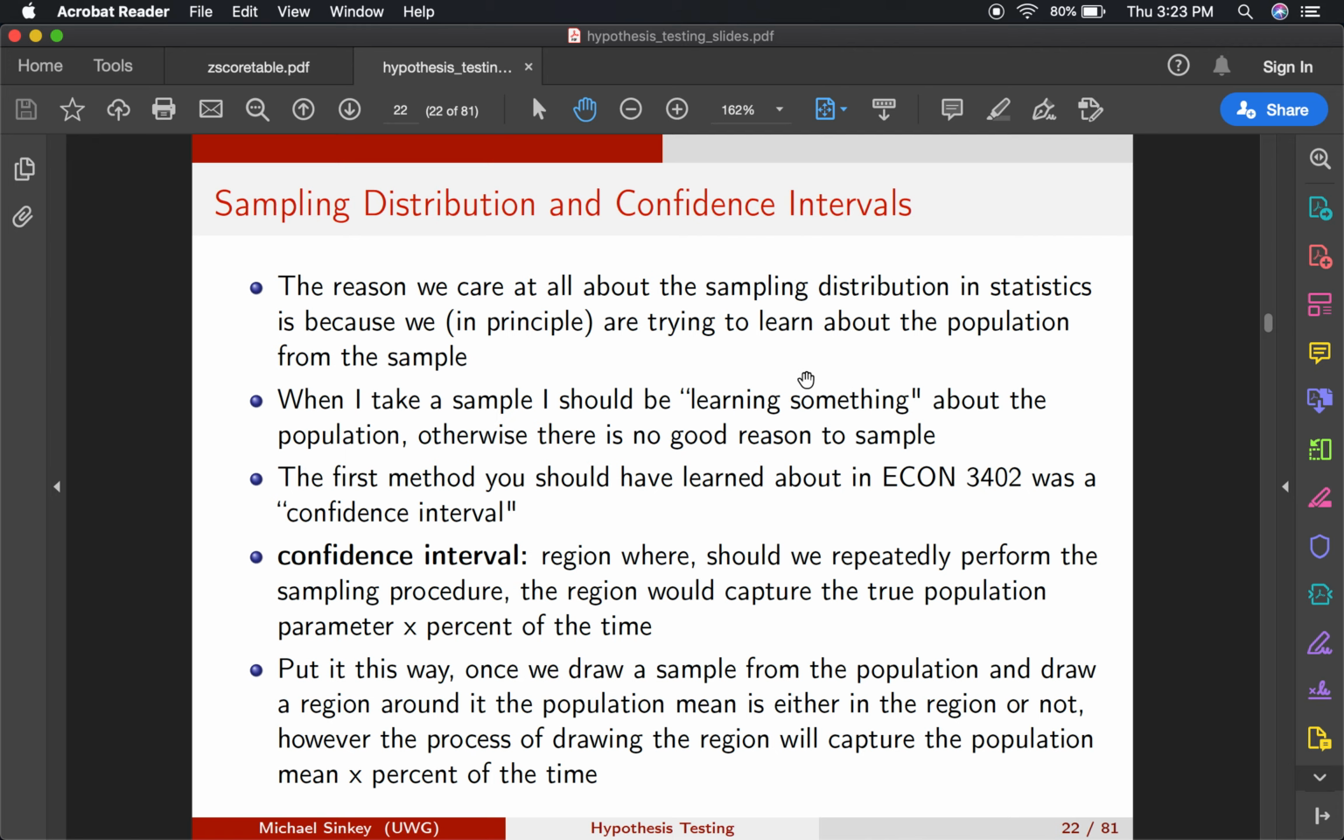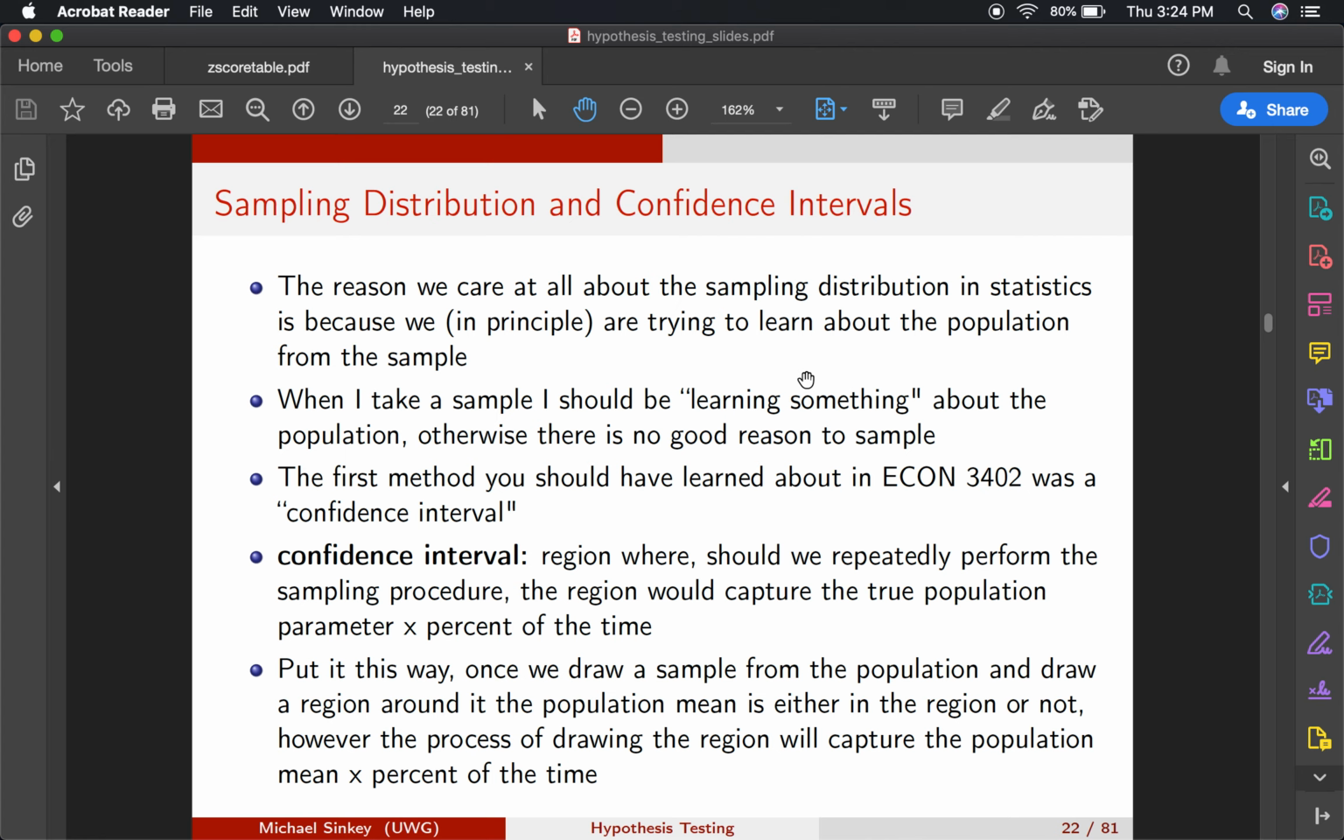So, the definition of a confidence interval, and this is important, it's a region where if I were to repeatedly sample, I should find the population parameter X% of the time. And to put it like this, I draw a sample from the population, I draw a region around it. The true population mean is either in there or it's not. But if I keep doing this process over time, the process will locate the population mean X% of the time.